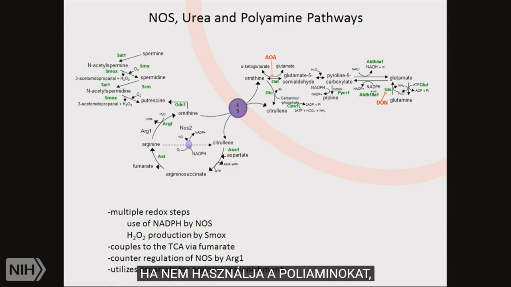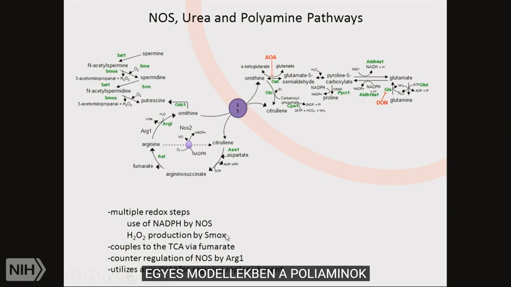If you don't use the polyamines, there's a redox cost. If you make the polyamines and you spit them out, then you avoid the redox cost. And in fact, there's some evidence that you might be able to spit those onto somebody else, and then they have to deal with them, and they would pay the redox cost. So in some models, polyamines are detrimental.